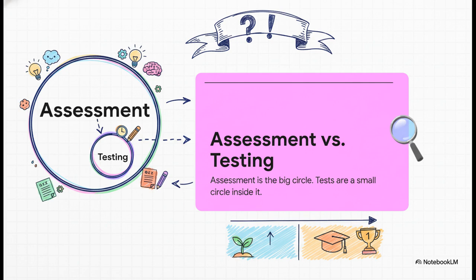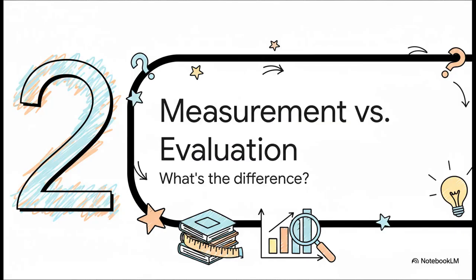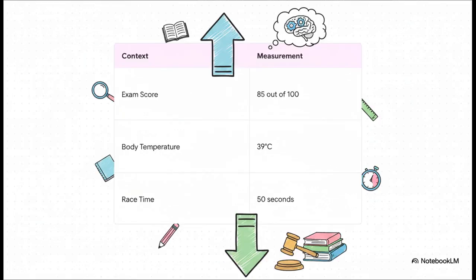Okay, let's build on that idea. All right, next up we have measurement versus evaluation. Now these two get tangled up all the time, but they have really different jobs. So let's untangle them. What's the difference here? Let's start with measurement. This part is super objective. It's just the numbers, the raw data. There's zero judgment involved. An exam score is 85 out of 100. A body temperature is 39 degrees Celsius. A race time is 50 seconds. These are just the facts.